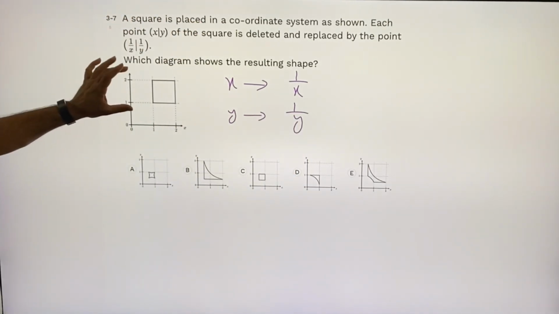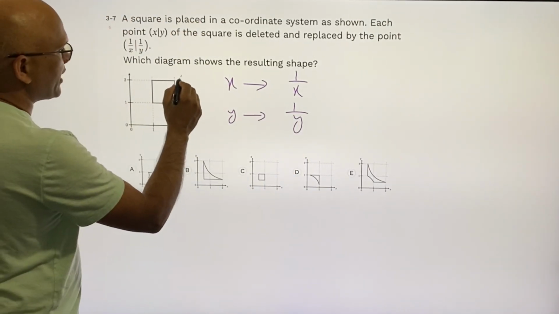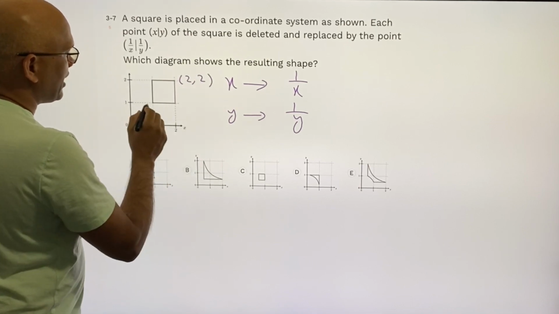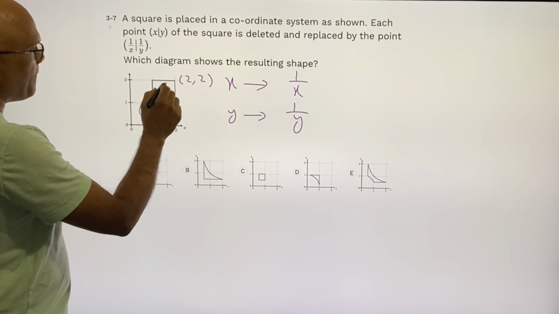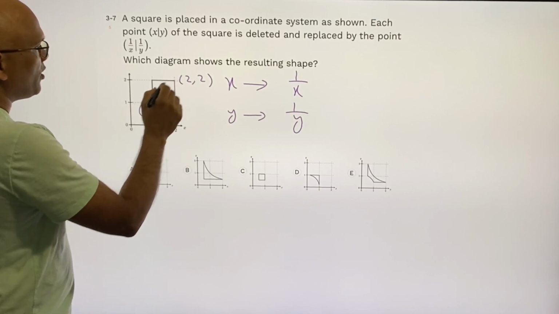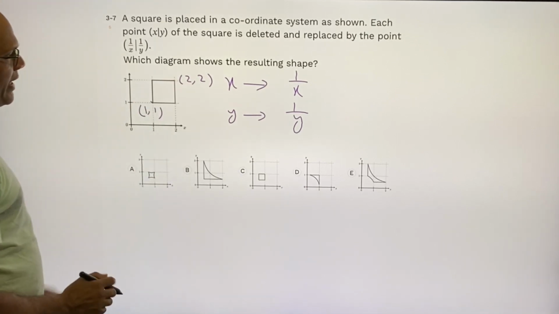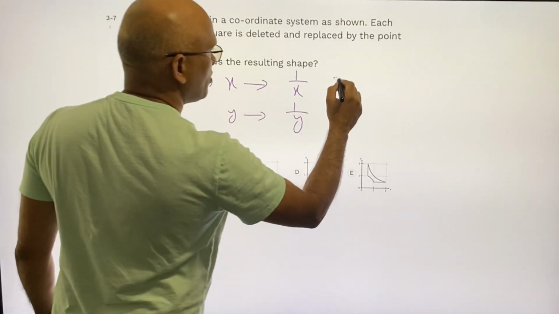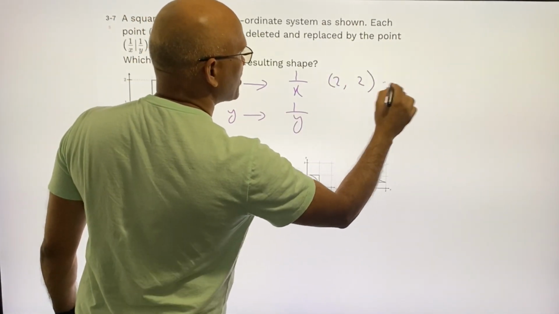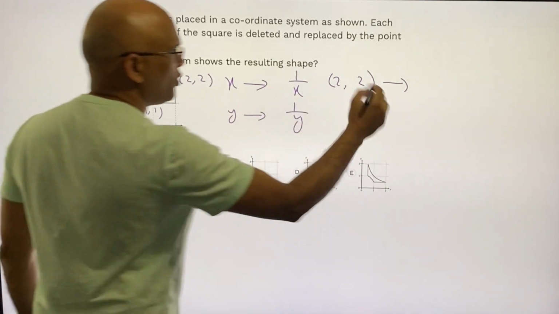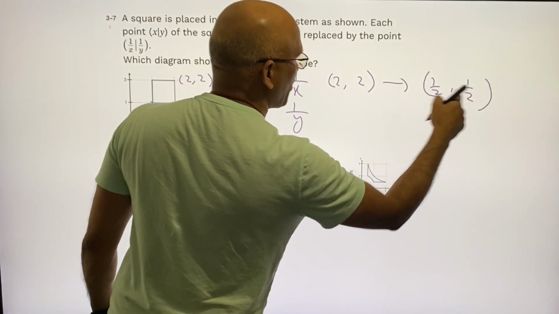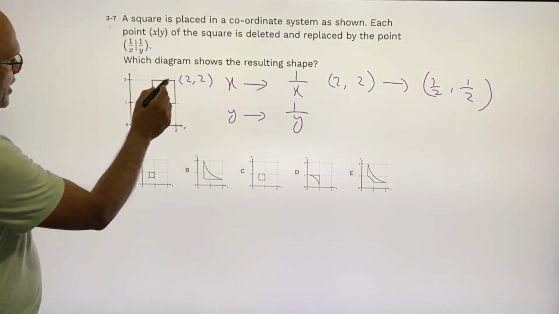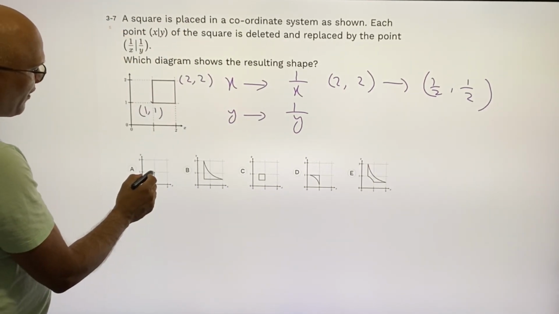If I look at this shape, this coordinate is (2, 2), and this is (1, 1). So let's try to see where these two points go. (2, 2) will transform to 1 over 2, so this is going to be half over half. So this is 0.5 and 0.5. So this point is going to go to (0.5, 0.5).